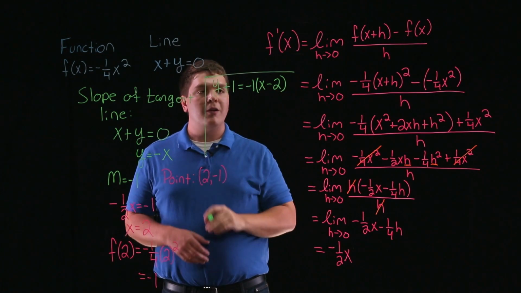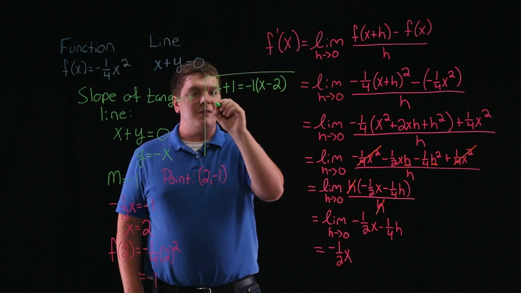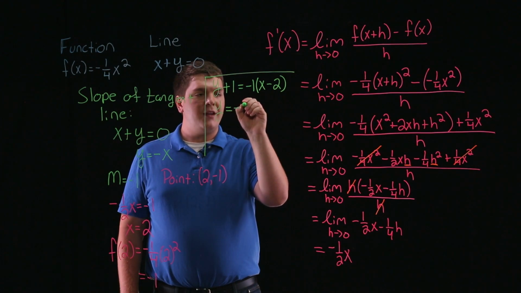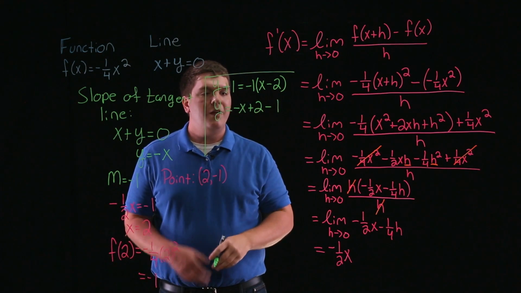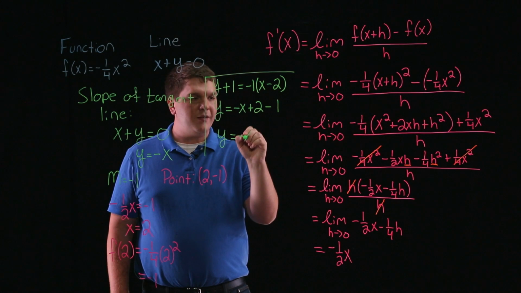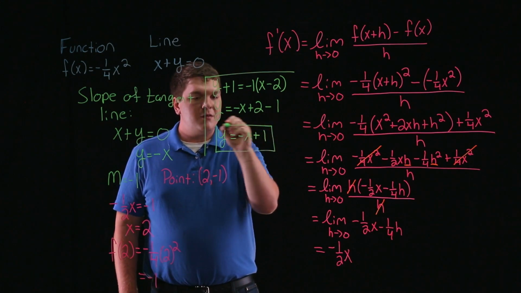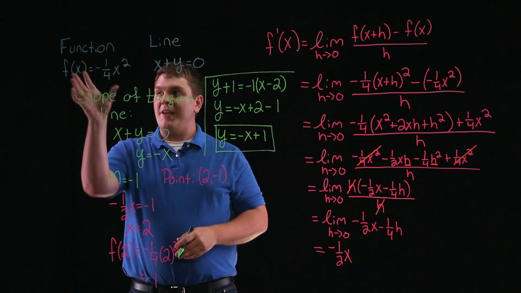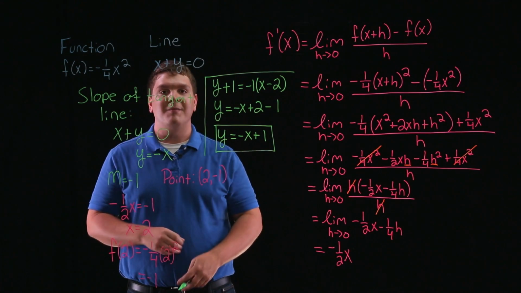Here we can subtract 1 from both sides of the equation and distribute the negative 1 to both x and negative 2, leaving us with the equation y is equal to negative x plus 2 minus 1. And here we can simplify, leaving us with y equals negative x plus 1. So this is the equation of a line which is tangent to the graph of this function and parallel to this line.